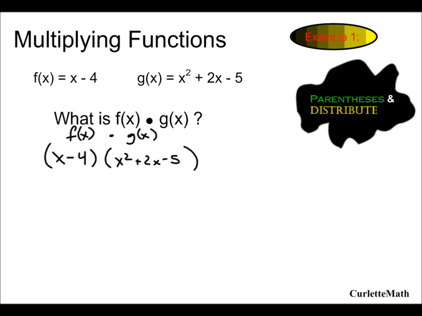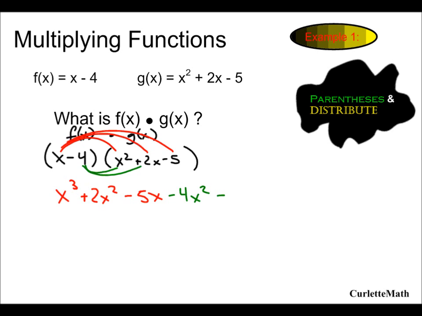Here I need to distribute these, so when I take my x through each term, I'm going to get x cubed plus 2x squared minus 5x. I take negative 4 times x squared, get negative 4x squared. Negative 4 times 2 gives me negative 8x. And negative 4 times 5 gives me a positive 20.